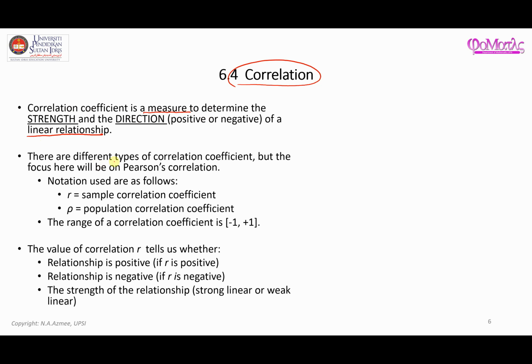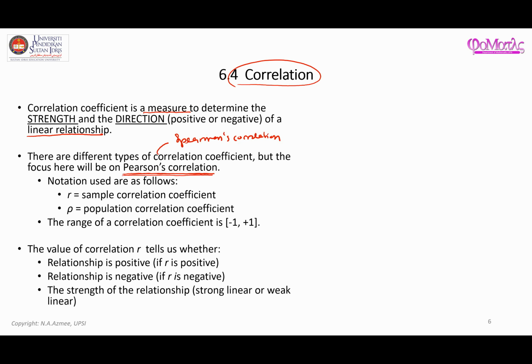So there are different types of correlation coefficient. For example, there is also Spearman's correlation, and this is an example that is used in the categorical data analysis. But here, when we have continuous data, you will be using the Pearson's correlation, and this is our focus here, which is the Pearson's correlation.